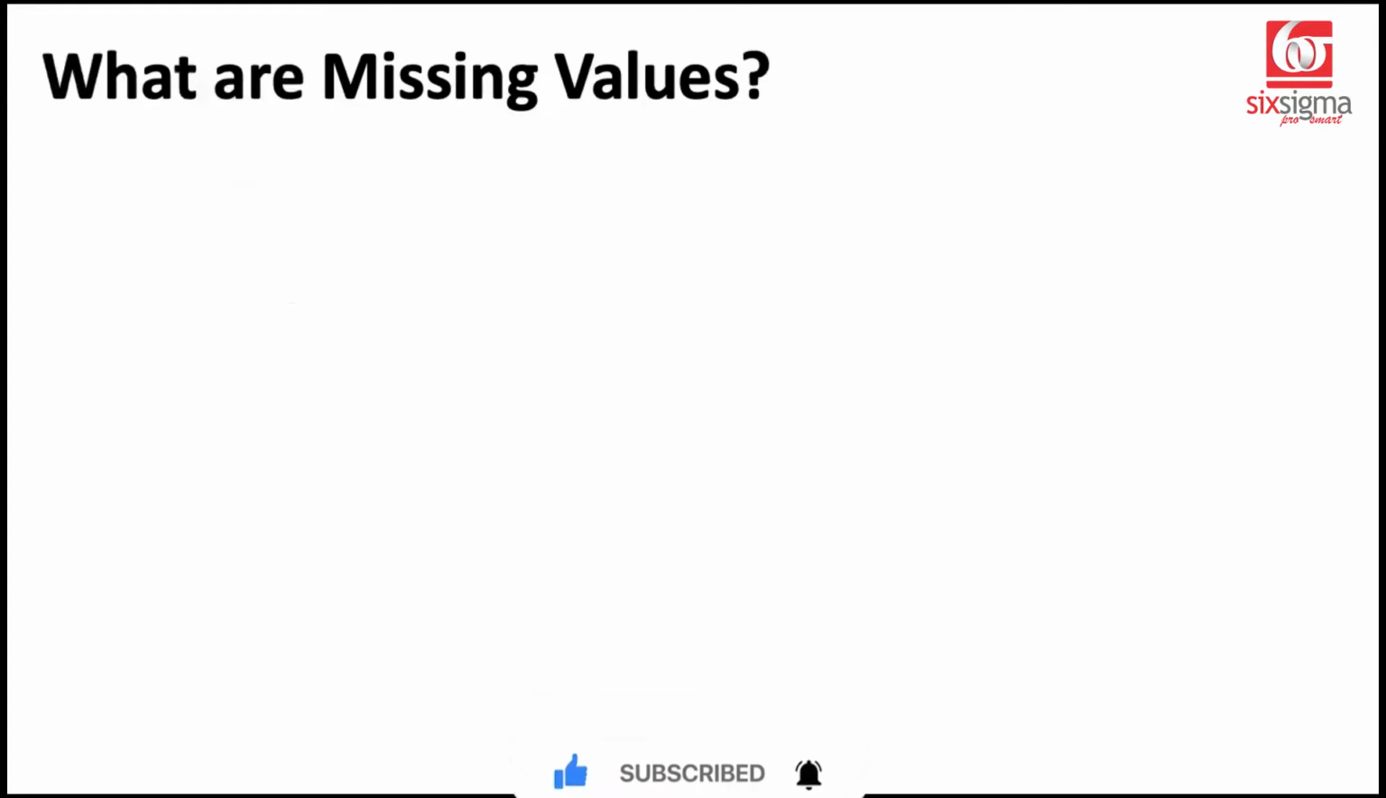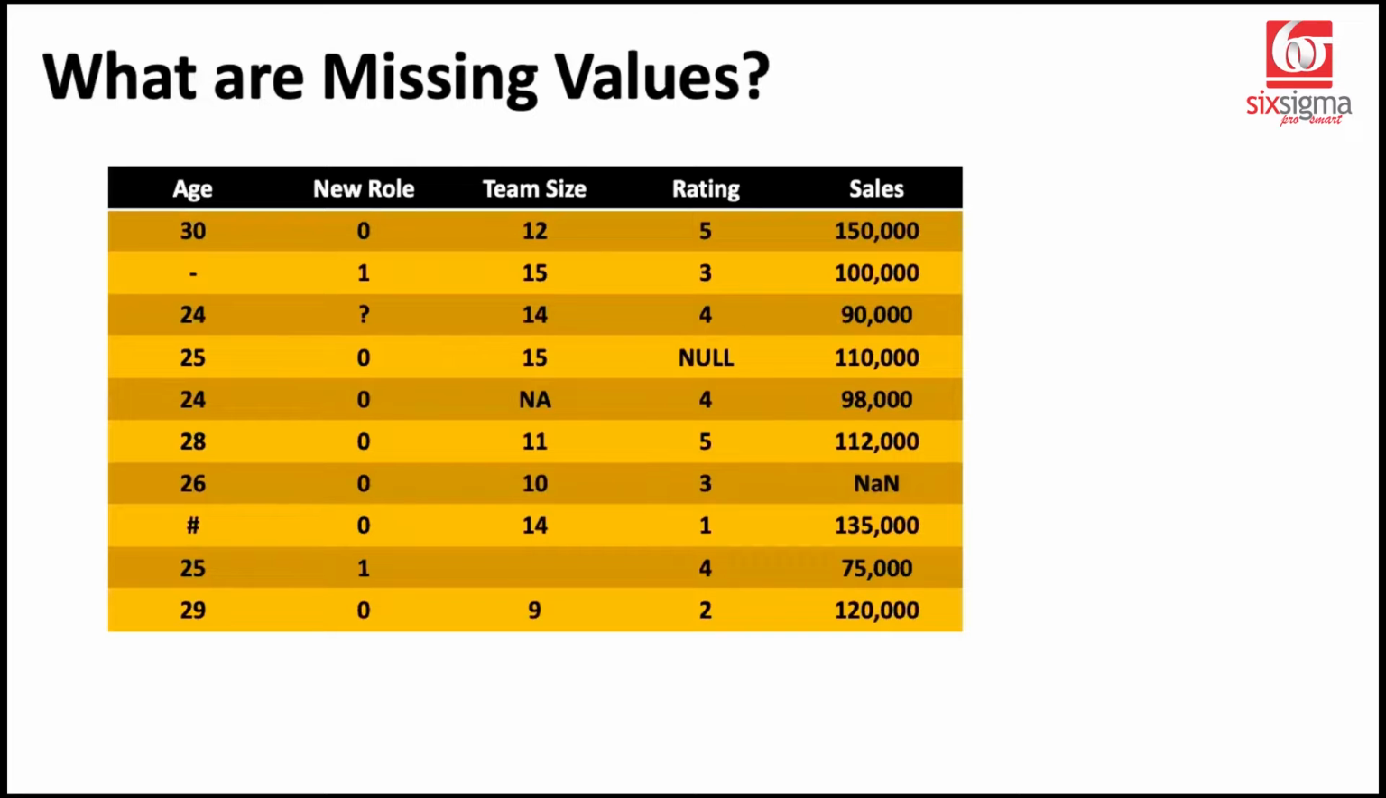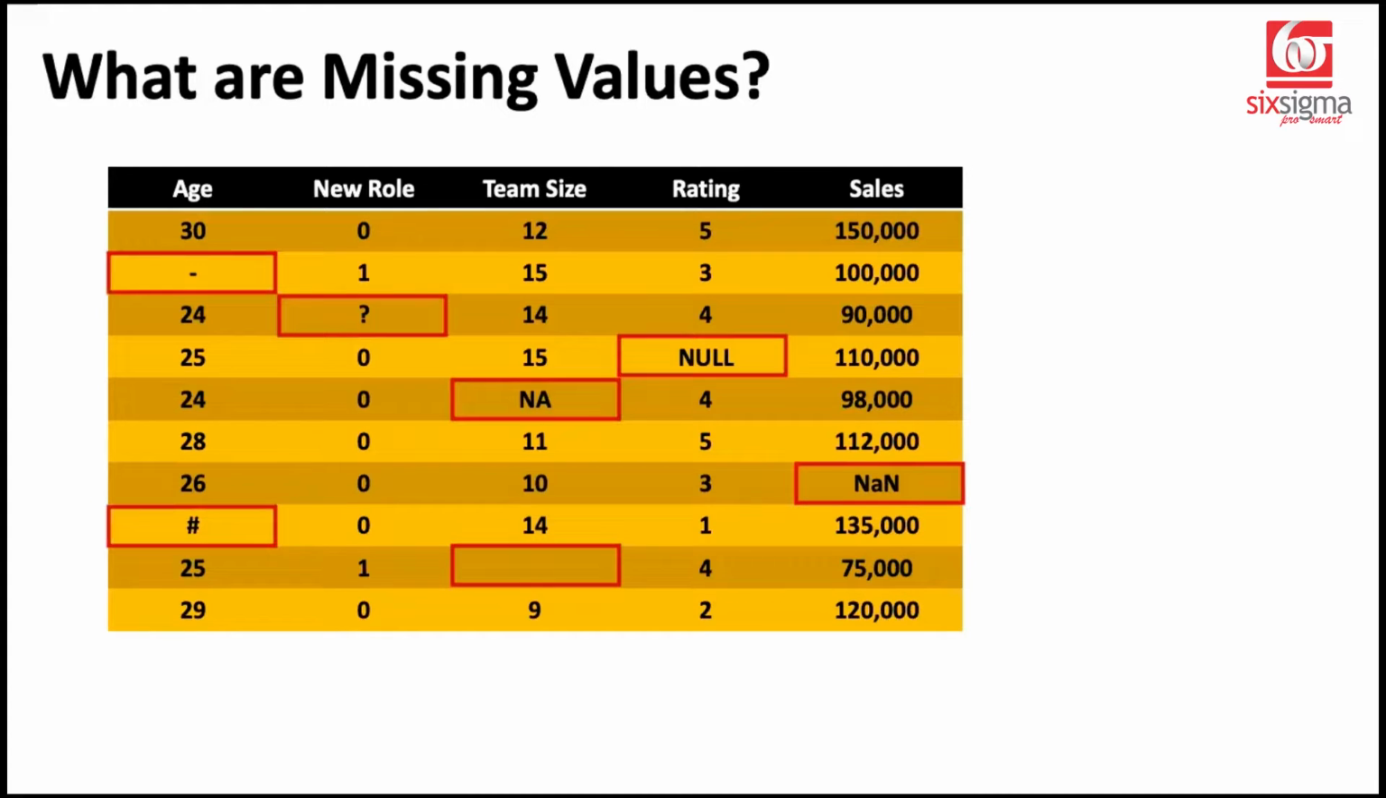Let's get started. First of all, what are missing values? Let's look at some data. So missing values are not just the blank cells. In fact, in this data set, if you see, all these cells marked in red are missing values. So let's look at a column called age. Here, we are supposed to capture the age in years. But what we have at few places are these hyphens and these hash marks. Should we consider this to be a missing value?